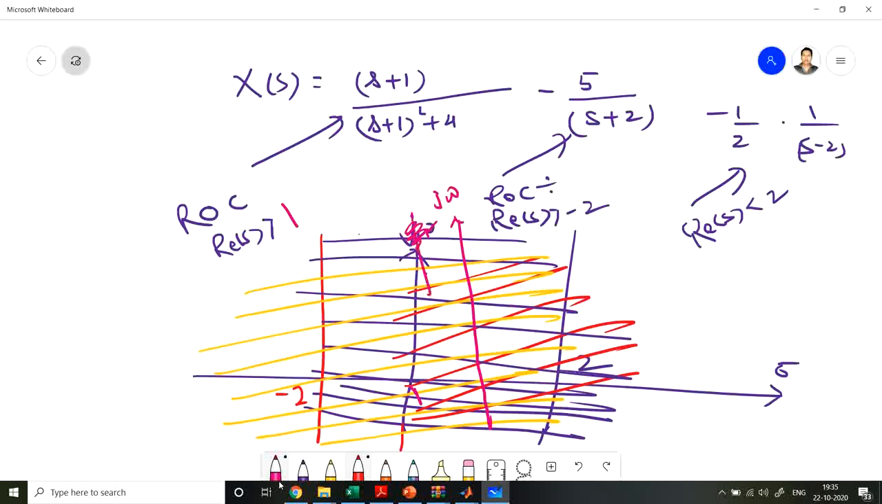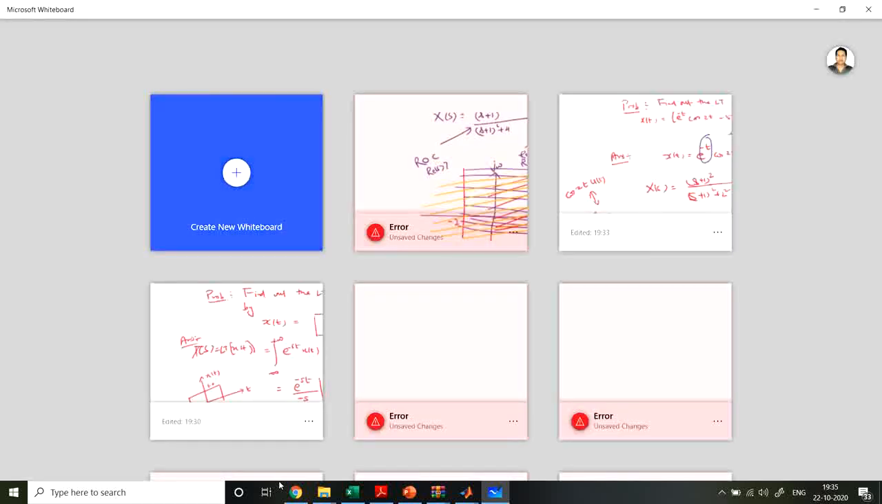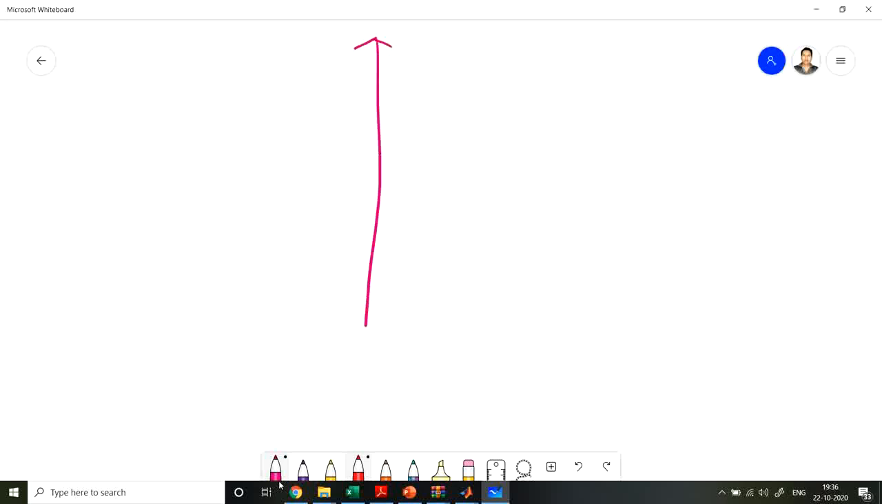So let us draw this figure again. Yes, this ROC is greater than 1 here. Okay, let us draw this figure again so that we will understand better. So drawing the figure again.